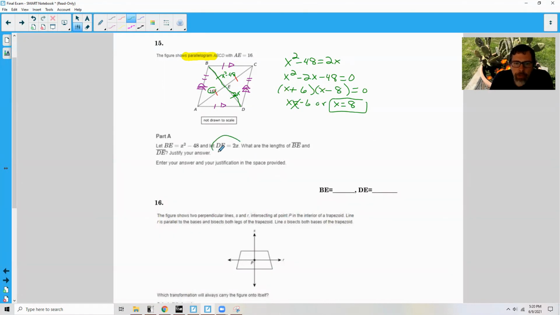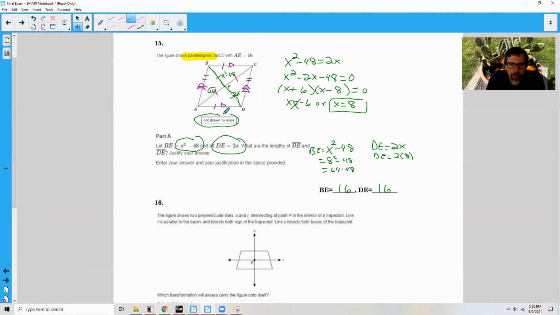DE is equal to 2x. BE is x squared minus 48. So to answer BE, I'd say x squared minus 48 equals BE. So I'll say BE equals 8 squared minus 48, which equals 64 minus 48. And that is 16. DE equals 2x. DE equals 2 times 8. So therefore DE equals 16. Okay, so that's the answer to this problem.